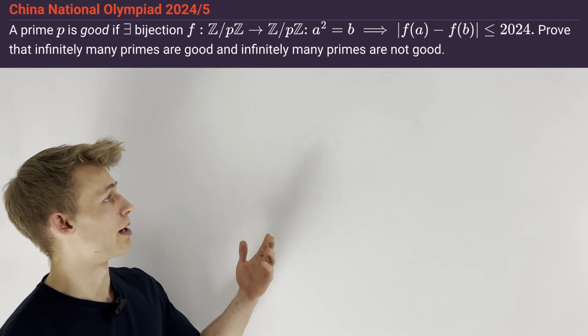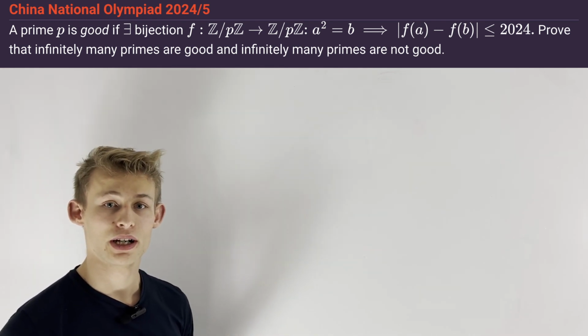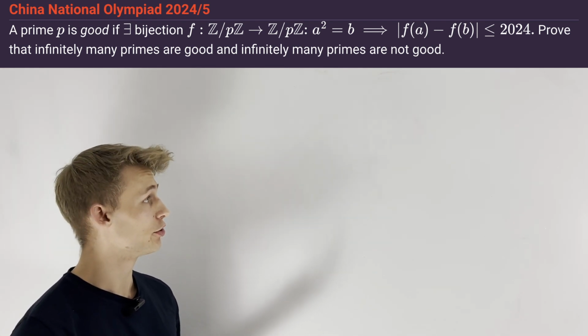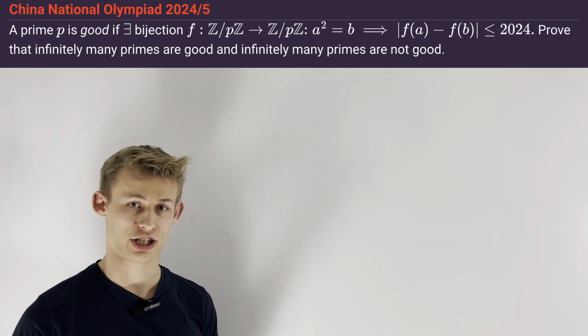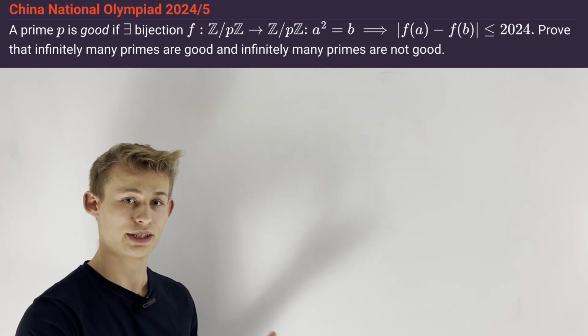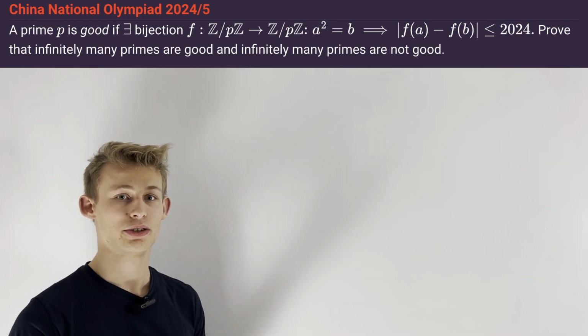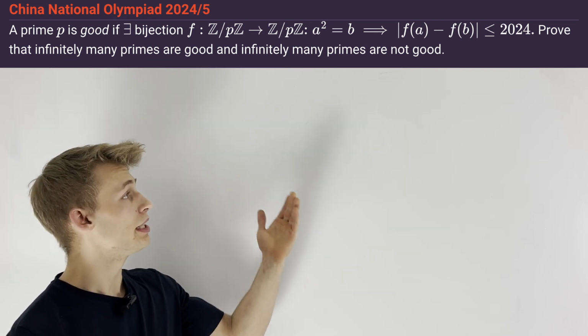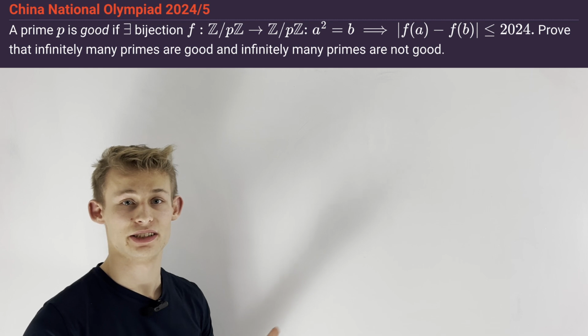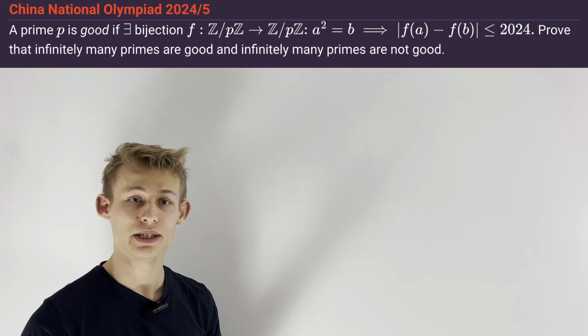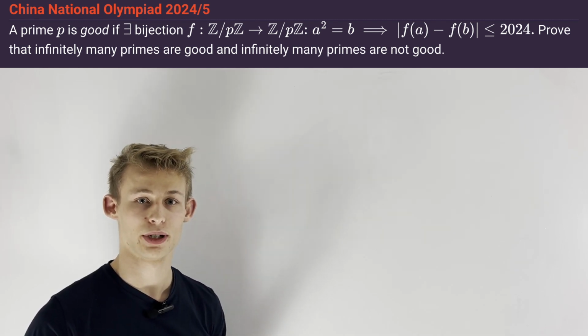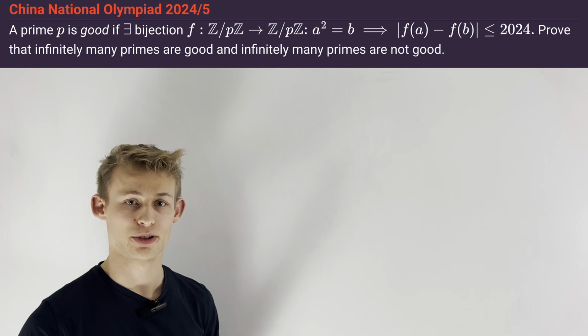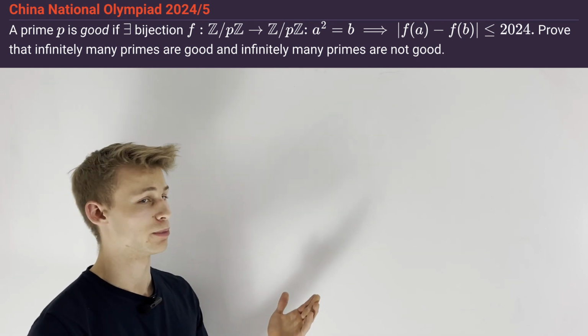We have a given prime number p, and we want to call this prime number p good if we can find a bijection f from the set {0, ..., p-1} to itself, satisfying the following condition. If p divides a² - b for some a and b in the set {0, ..., p-1}, then we want that the absolute value of f(a) - f(b) is at most 2024.